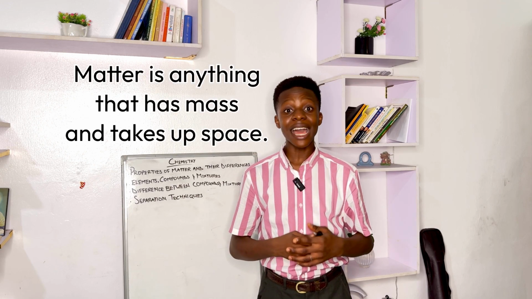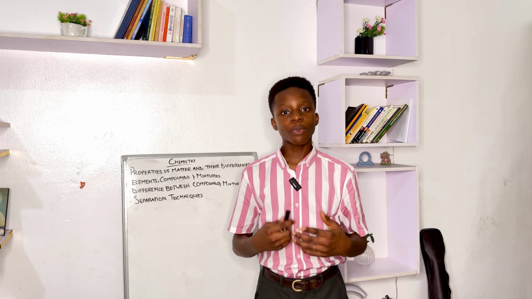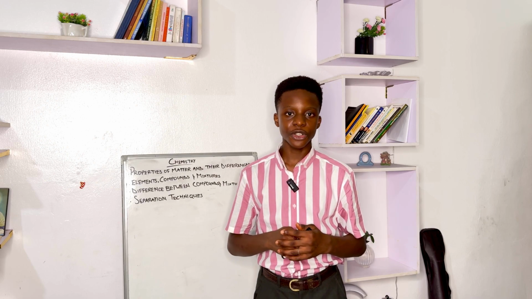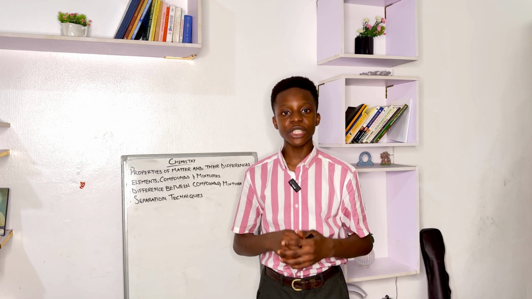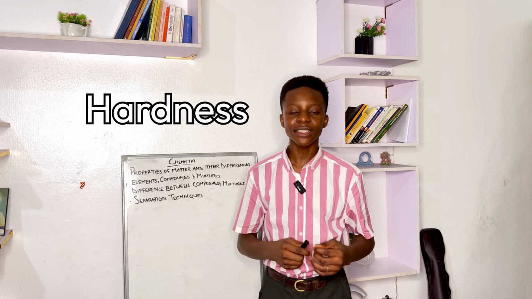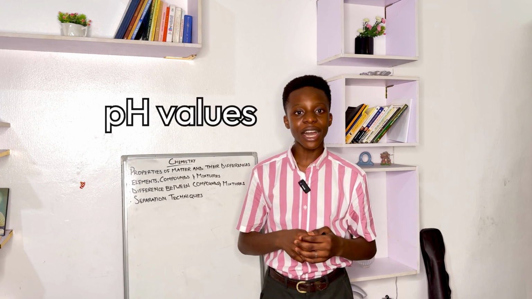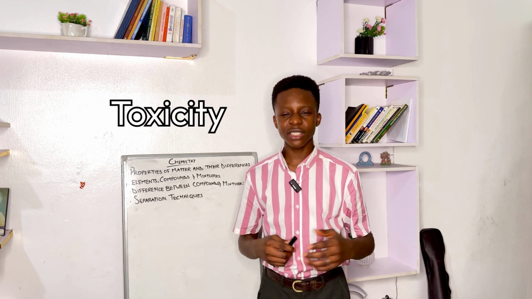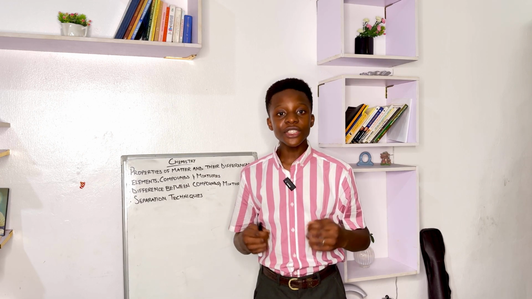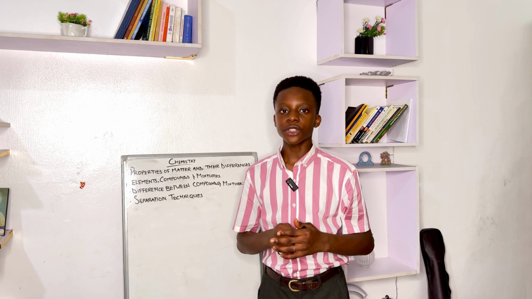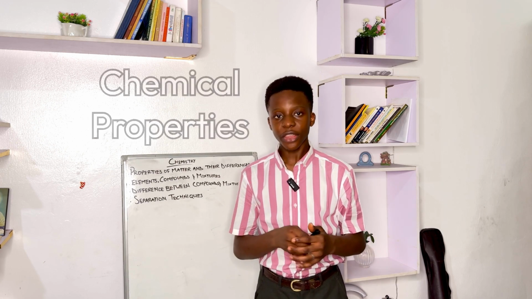Matter is anything that has mass or takes up space. So practically, everything around us is matter. How do we know the different properties of matter, such as its hardness, its size, its pH value, its flammability, toxicity, and so on? These are grouped into two properties of matter. They are the physical properties and then the chemical properties.